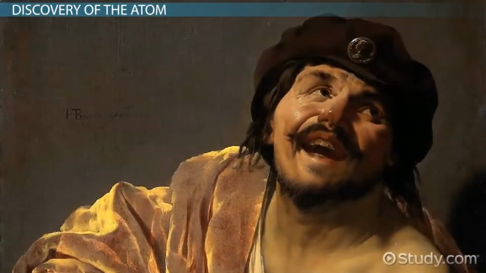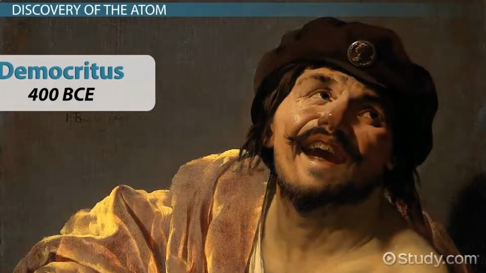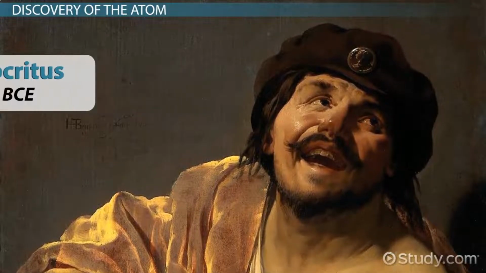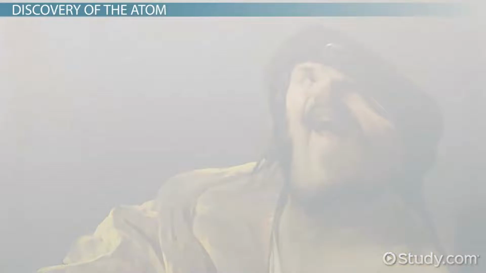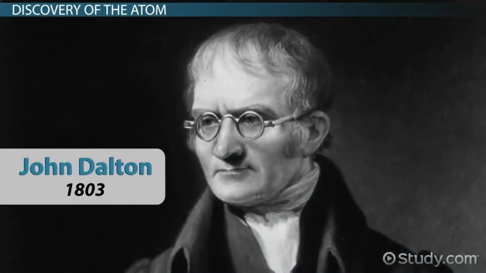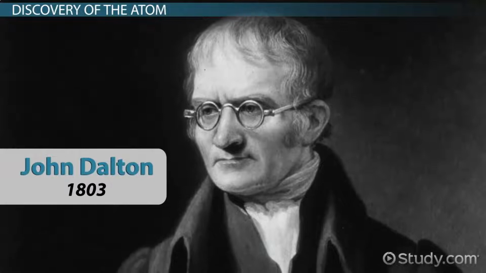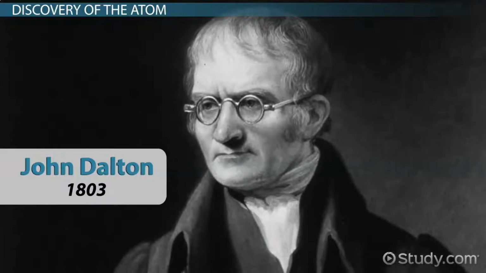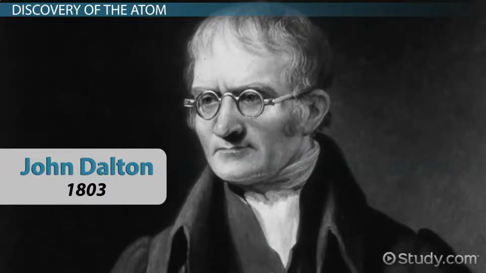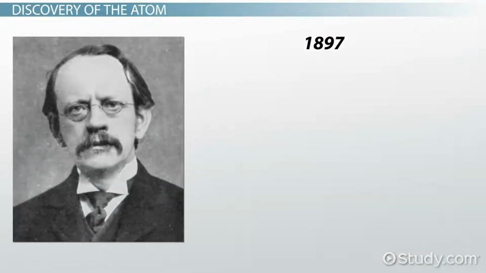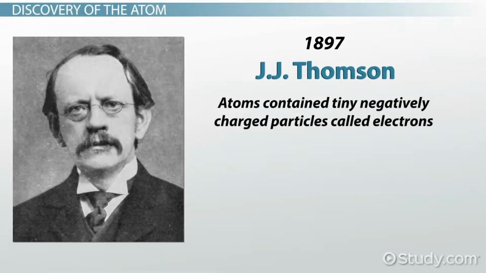The atom was first conceived of by the Greek philosopher Democritus in approximately 400 BCE. The concept was lost during the Dark Ages of Europe until 1803, when the British scientist John Dalton speculated that everything was composed of very tiny, indivisible particles called atoms. Dalton's simple model of an atom persisted until 1897, when another British physicist, J.J. Thomson, discovered that atoms contain tiny negatively charged particles called electrons.